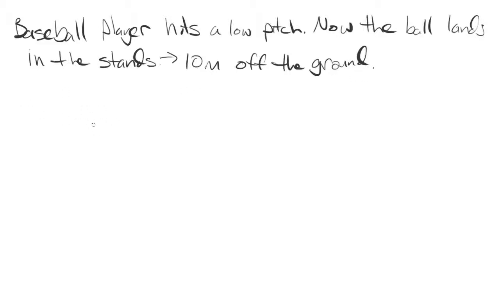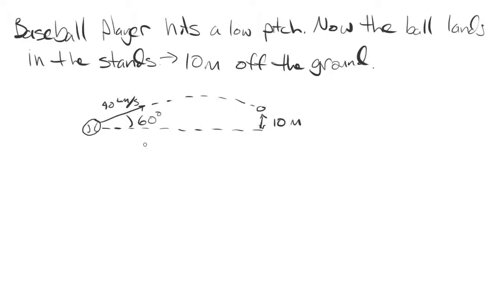So the picture is really the same. Ball leaving the bat at, I think we said, 40 kilometers per second at an angle to the horizontal of 60 degrees. Ball flies away from the bat. My picture is slightly different now, sorry. And it ends, this time, off the ground at a height of 10 meters. So same sort of problem, slightly different conditions.